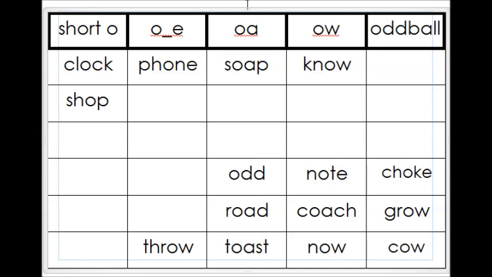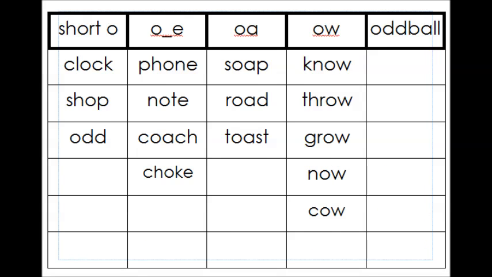So press pause now. If you're at home, go ahead and write your words in these columns. So start with short O, write all your short O words. Then O, magic E, write your words underneath that. And do the same for O-A, O-W, and then see if you could find those oddballs. Go ahead, press pause now. Oh, by the way, if you're at school, then use your sorting words.